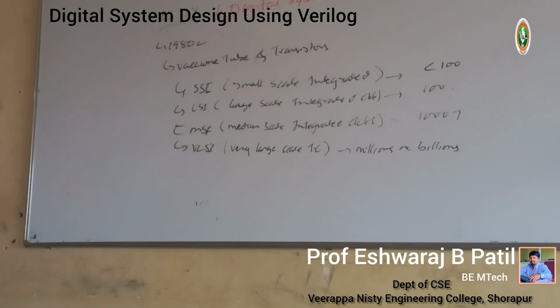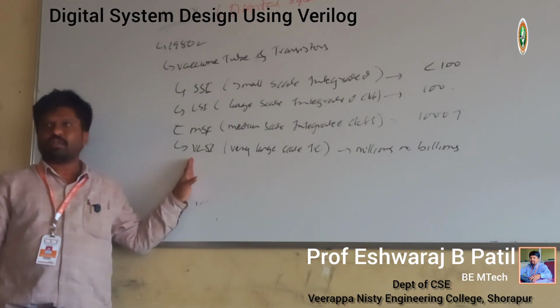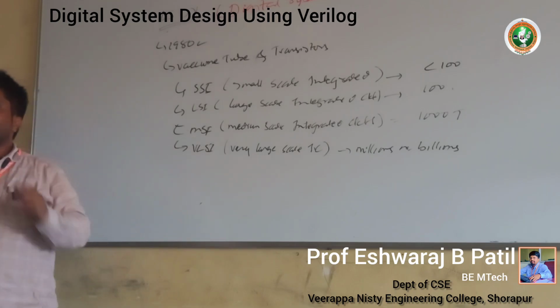If my digital design system is very simple and has no complexity, definitely I'll go with SSI, which means small scale integrated circuits. Nowadays we are using VLSI, very large scale integrated circuits, because our digital design systems are very complex, so the ICs are built based on very large scale integration.